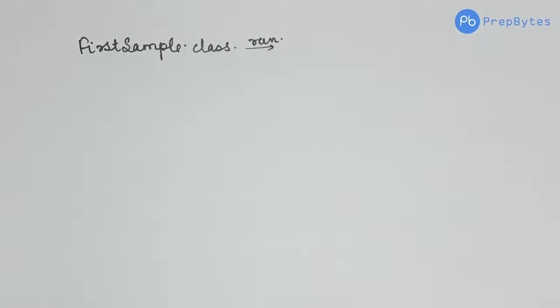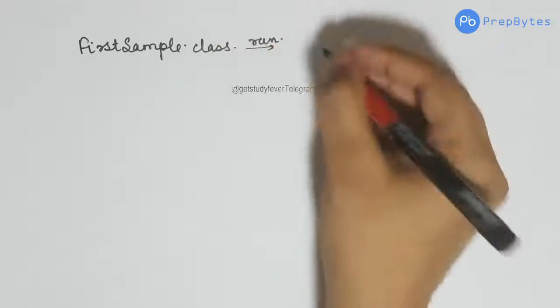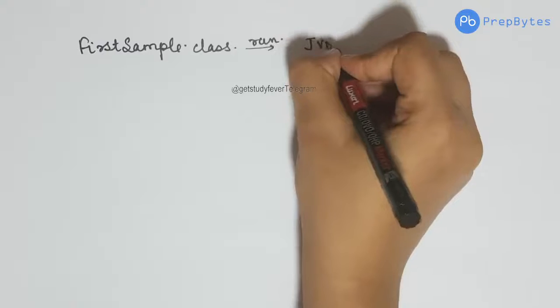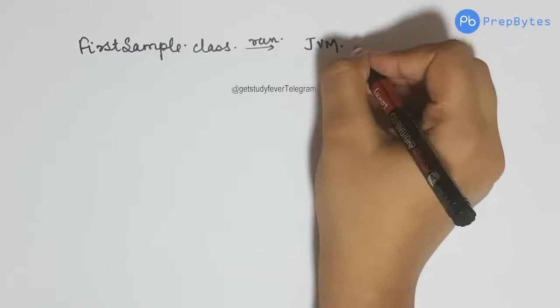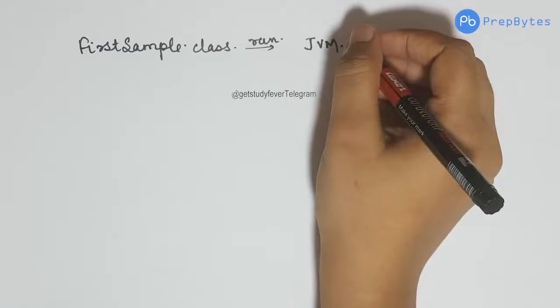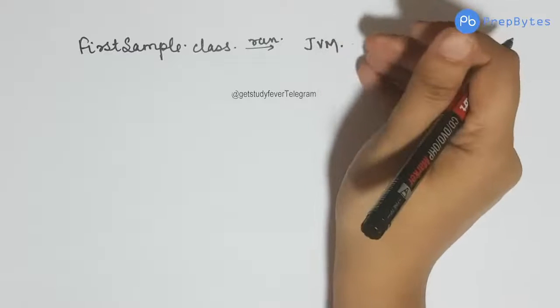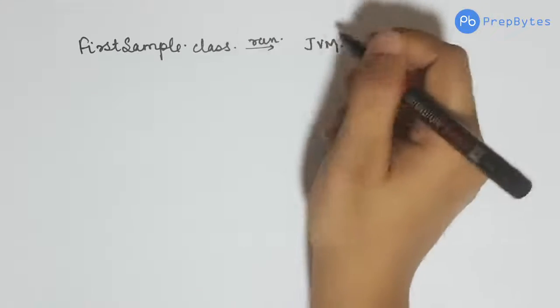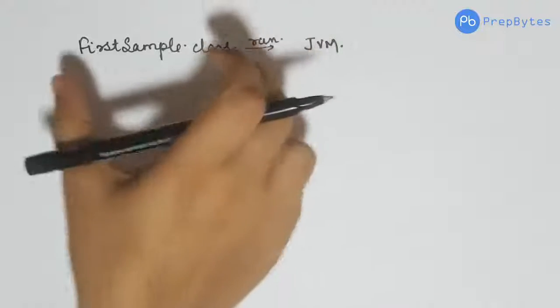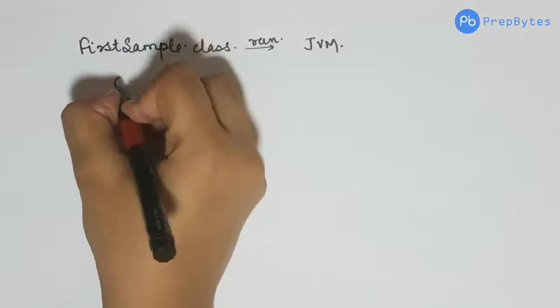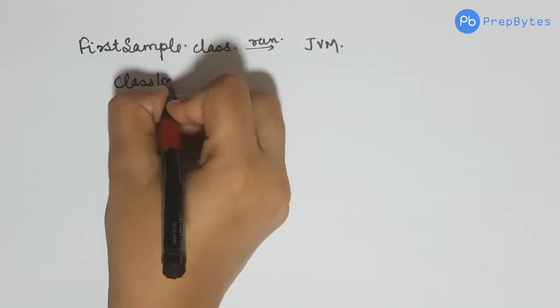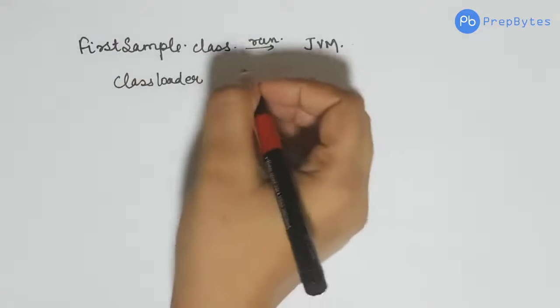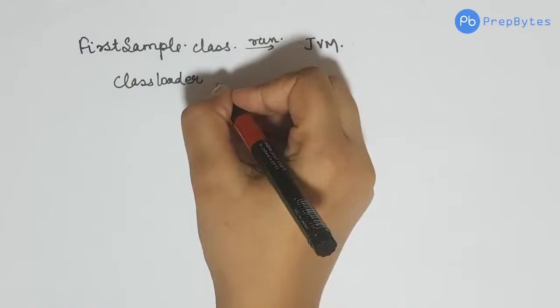How does this running happen? We run this .class file inside a JVM. And we have seen that JVM stands for Java Virtual Machine. We will discuss JVM in detail. As of now, try to understand how this .class file runs inside a JVM. So whenever we have a .class file, we have a class loader which loads this .class file in a JVM.